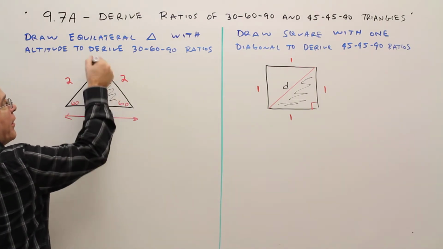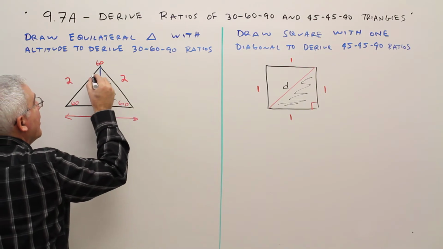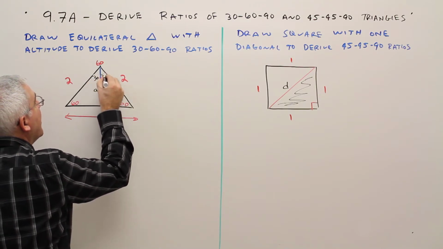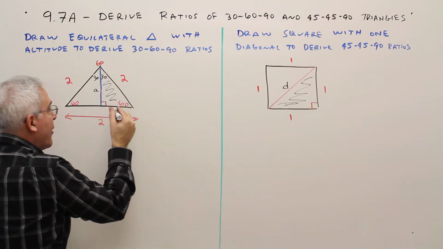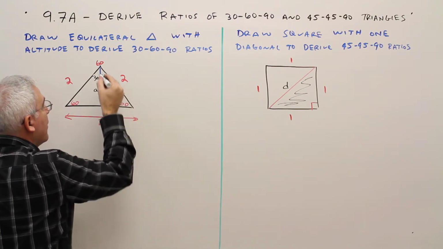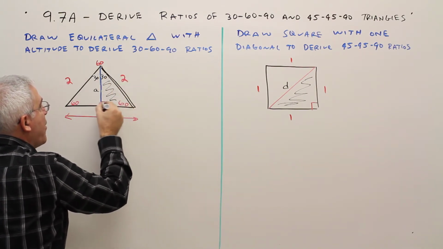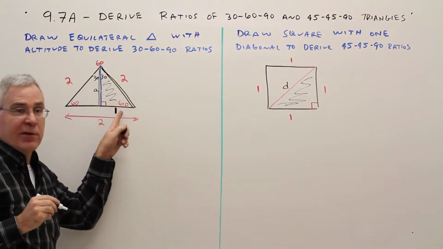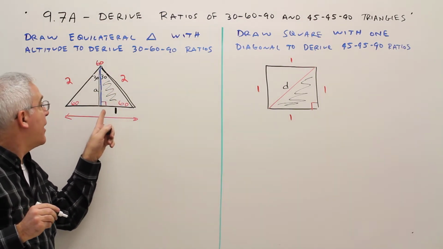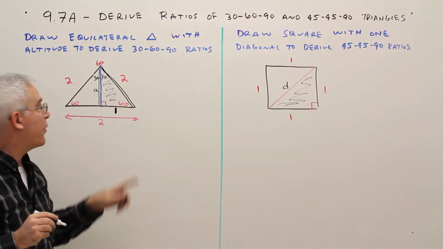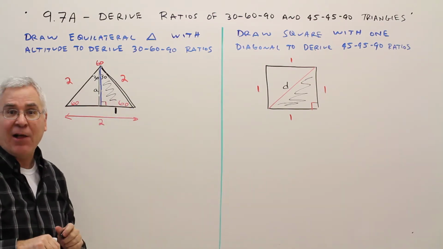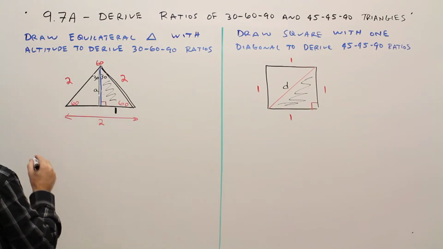So if this whole angle here was 60, it's now chopped up into 30 and 30, and if this whole side here was 2, this part here is 1. We now can focus on this 30-60-90 right triangle. And we have a side length, a leg of 1 and a hypotenuse of 2. So now I can go ahead and find that altitude using the Pythagorean theorem.